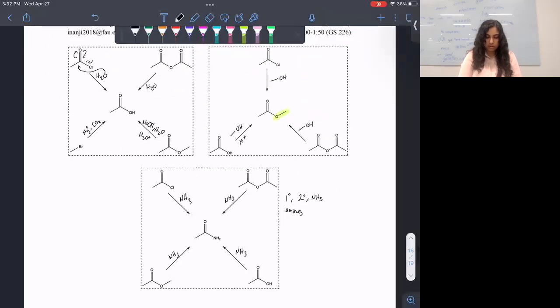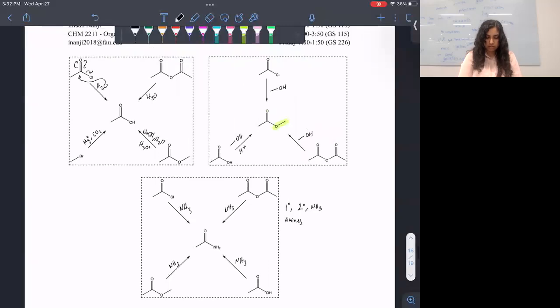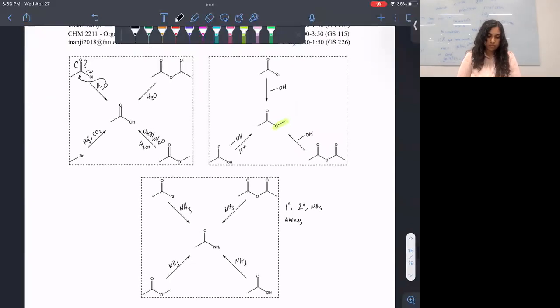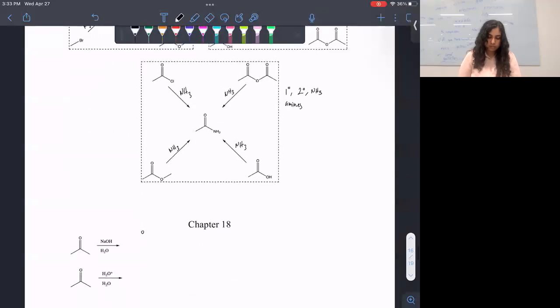So that's chapter 17. That's really all you need to know. All these reactions plus the order of reactivity. I don't even think the order of reactivity is that important, but sometimes it's just a test question, like I'll just ask you for the order. But yeah, let's move on.